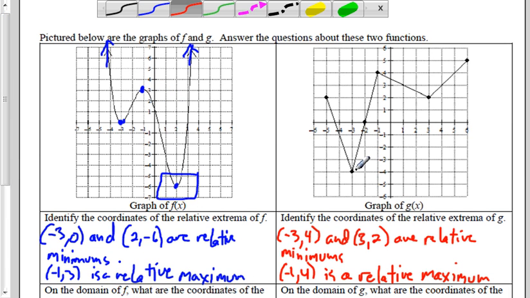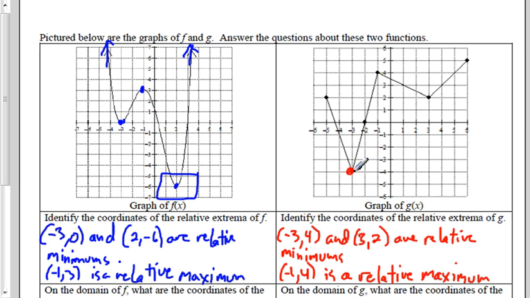Again, this is a relative min. Why? Because you're decreasing, then increasing. This is a relative max, and here's another relative min. So negative 3, 4 and 3, 2 are relative mins. Why? Because it's decreasing, then increasing. And negative 1, 4 is a relative max. Again, it's increasing, then decreasing. The question might be, why can't these be relative mins and maxes? Well, this doesn't increase and decrease.